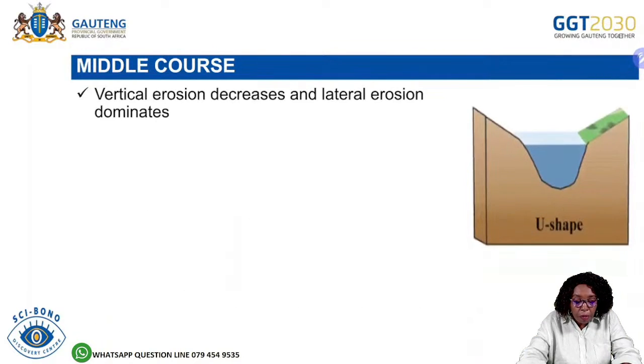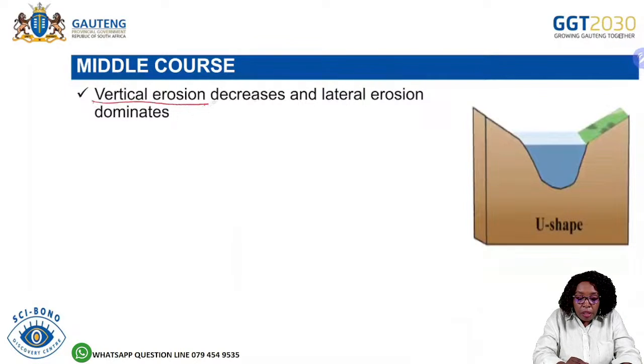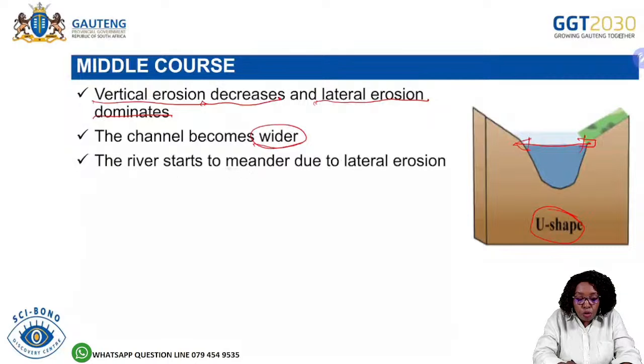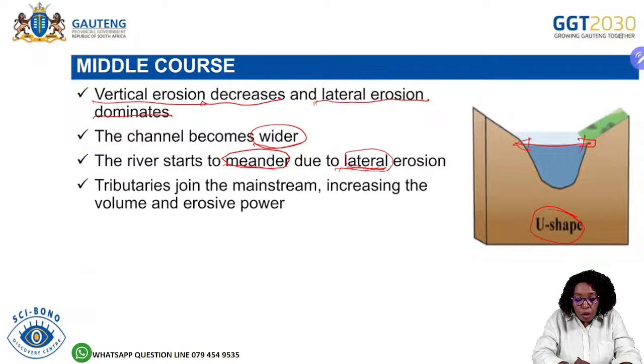All right, let's look at the middle course. In the middle course, vertical erosion decreases, and now lateral erosion dominates. Remember, we said now the river starts to get wider as you can see from there. So the river has moved from a V shape into a U shape, and the channel becomes wider. The other thing we can also notice is the river starts to meander. So there is that winding pattern of the streams due to lateral erosion. As the river is flowing, it comes across a hard rock surface, and then it winds and finds its channel onto the softer rock there.